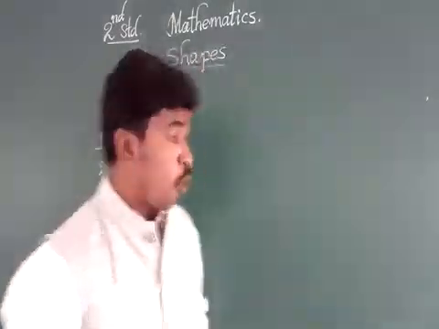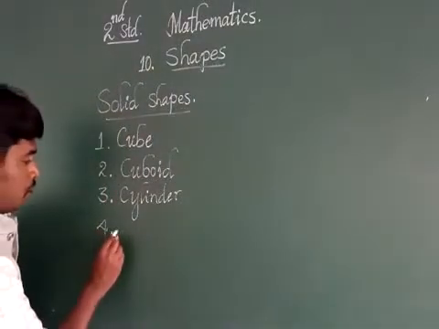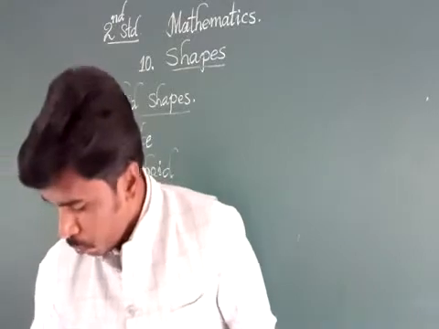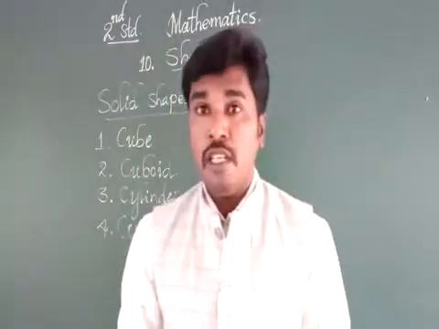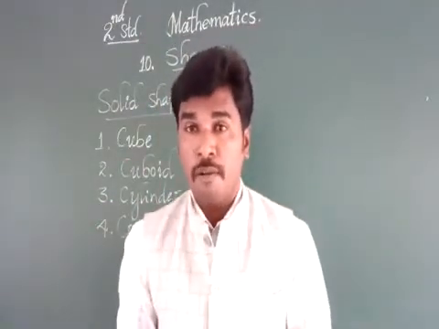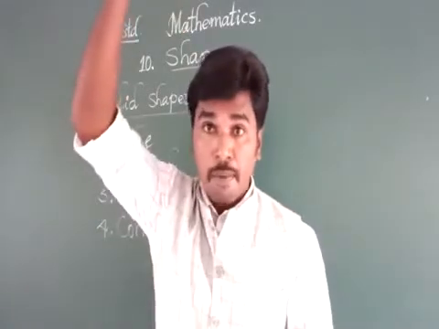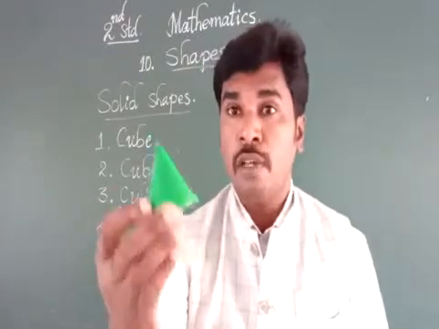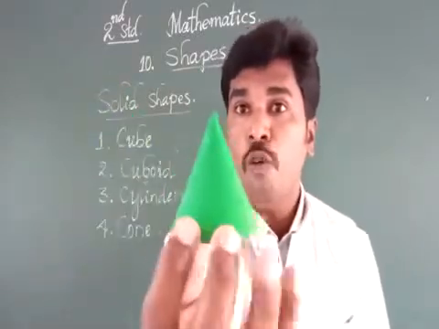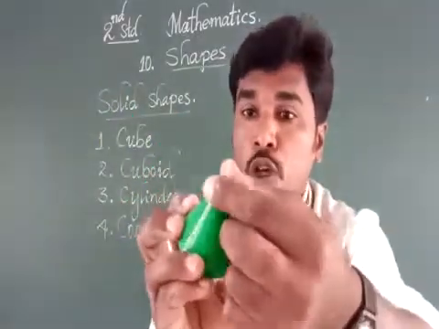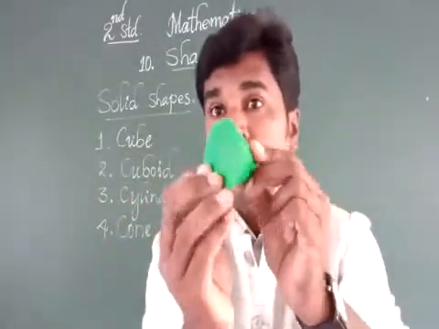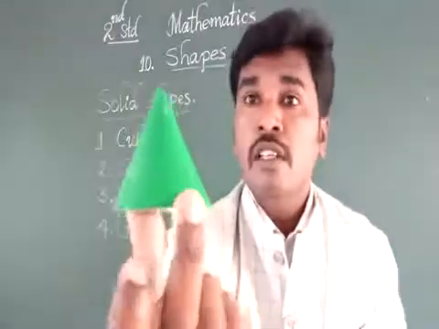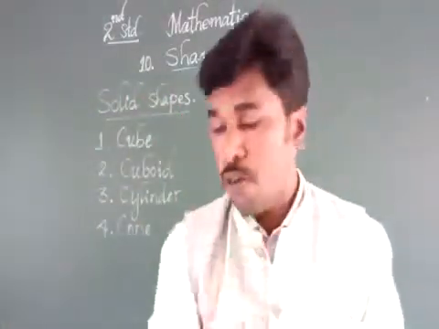Next one is the cone. So here is the shape of the cone. Have you seen an ice cream cone, dear children, or a birthday cap? What is the shape? It is exactly a cone, conical shape. This is the shape of the cone. Here one sharp tip will be there, and here it is a flat circular face. So this is the model of the cone.